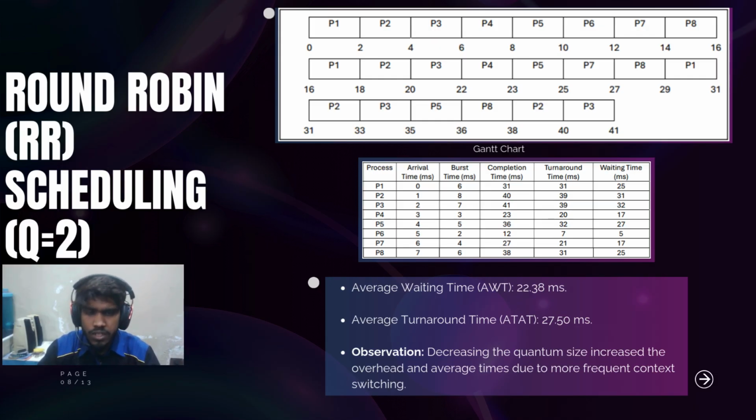So by decreasing the quantum size, it increases the overhead and average time due to more frequent context switching. So as I said earlier, the lower the quantum time, the more frequent the context switching will happen in each process.